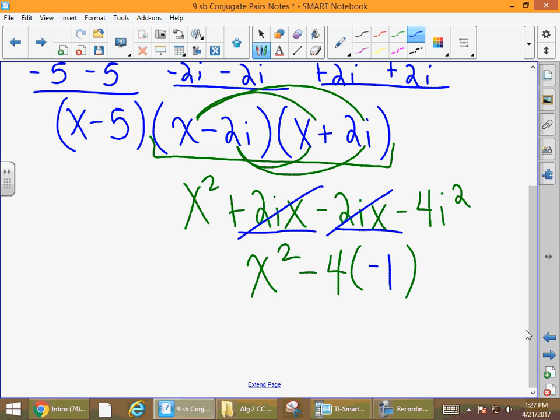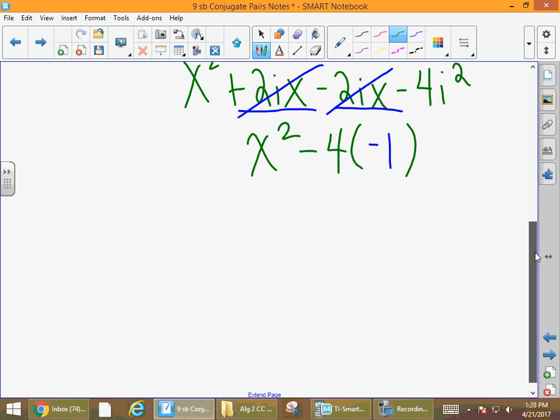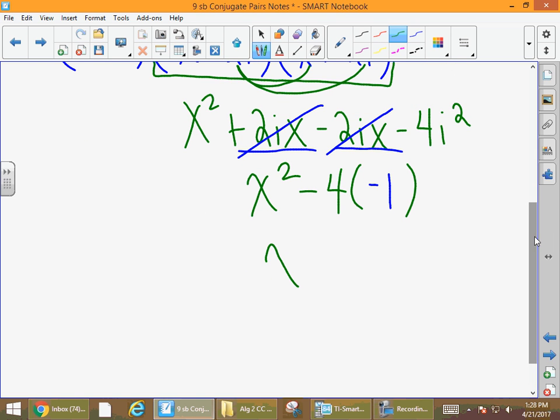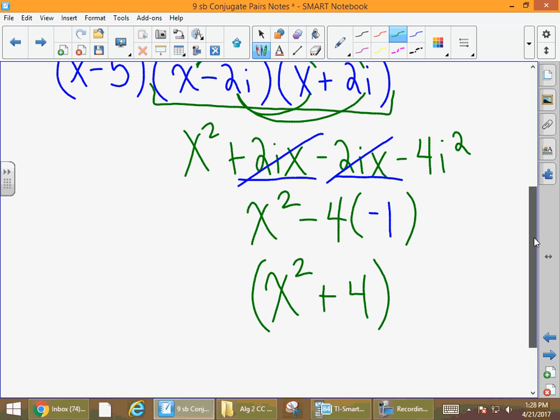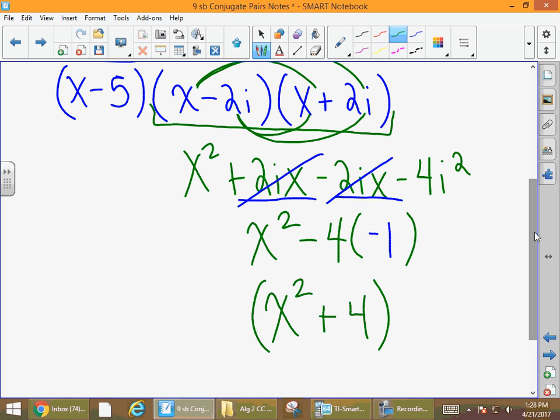I would like, again, to recommend that the more you say negative 1 equals i squared, the more you're likely to remember. But when we simplify this part of the problem, we're going to be left with x squared. Negative 4 times negative 1 is positive 4. And we still have, off here to the right, we didn't touch that value yet. We still have our x minus 5.